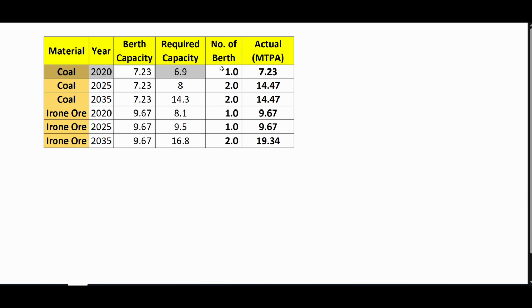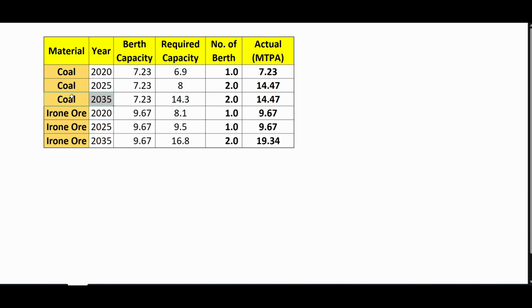In 2025, the requirement increased to 8 million tons per annum. Since one berth cannot handle this demand, we increase to 2 berths, which give 14.47 million tons per annum, which is adequate.